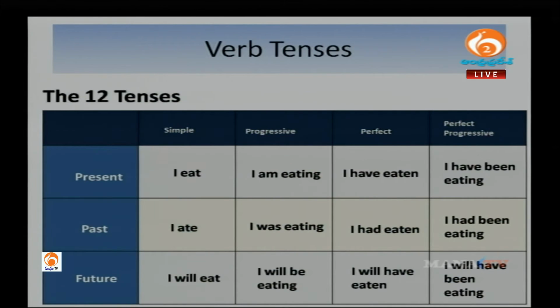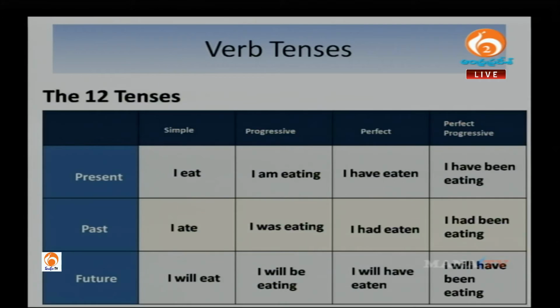It is not telling you whether I had completed it in the past, neither am I telling you whether it is continuously happening right now. I am not telling you the status of it in the past, neither am I telling you that it is a complete action. I am just telling you that I was doing something in the past. So that is your past continuous tense.